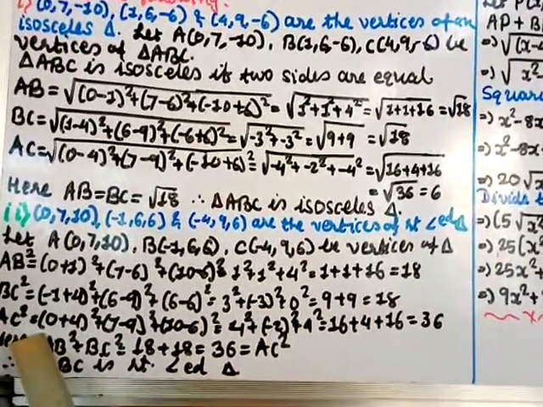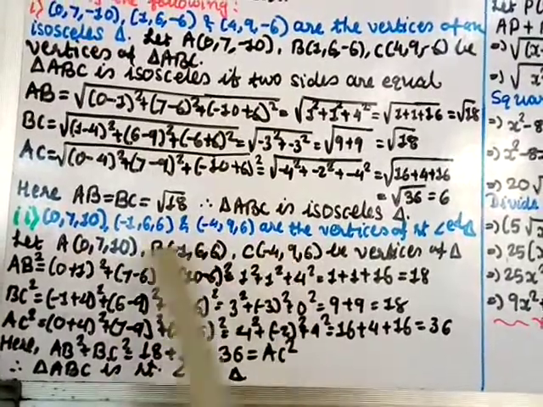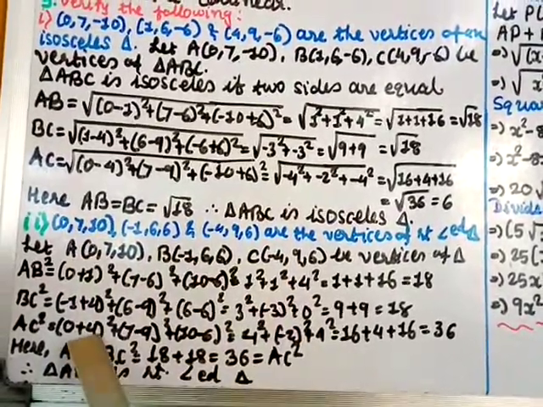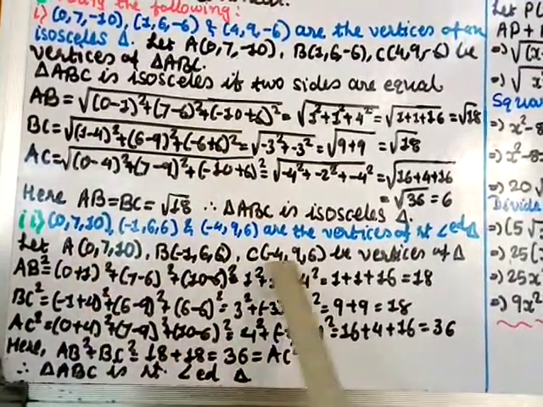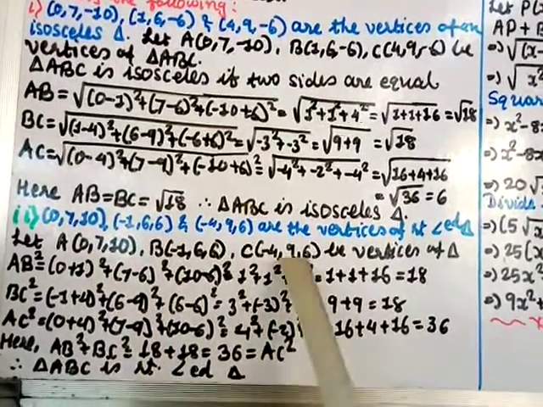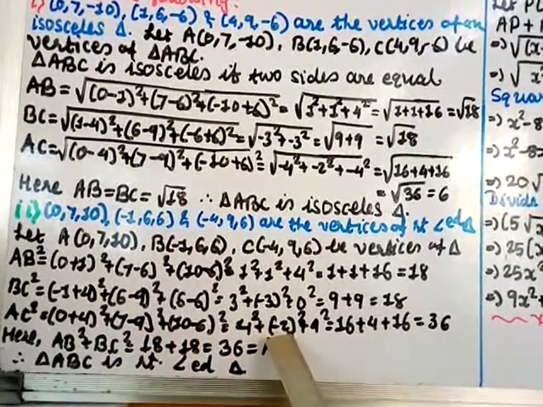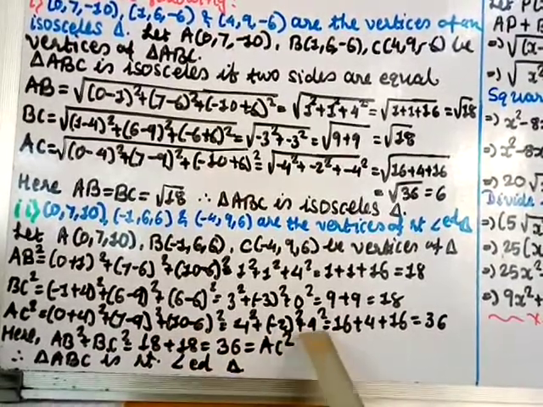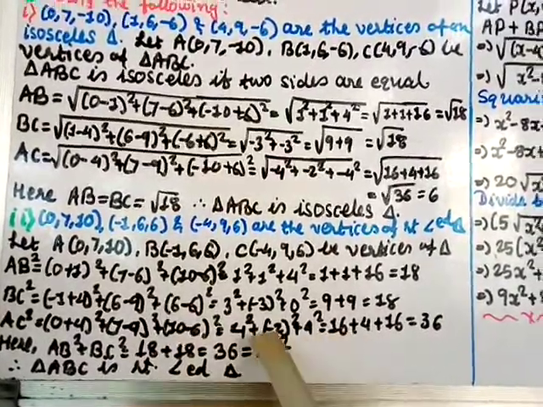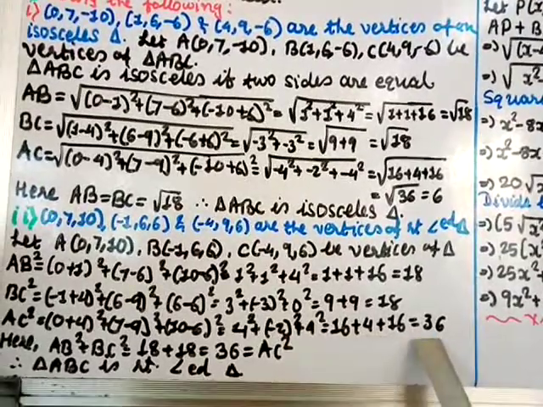Now AC square equal to, this is A and this is C, (0 + 4) whole square plus (7 - 9) whole square plus (10 - 6) whole square, equal to 4 square plus here -2 square plus here 4 square, equal to 16 plus 4 plus 16 equal to 36.